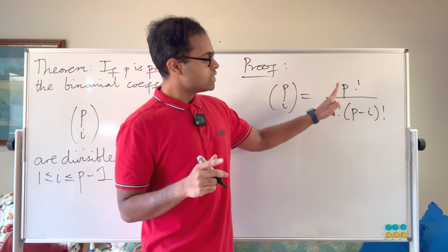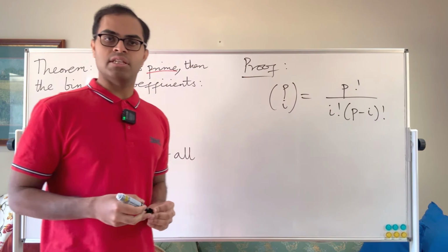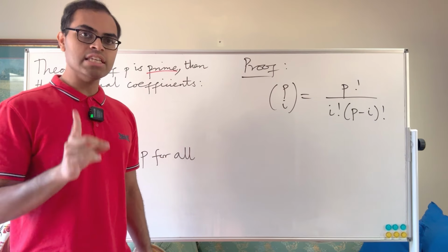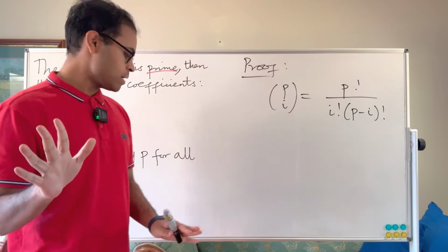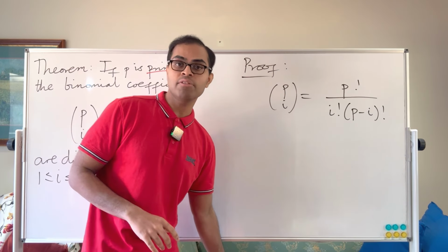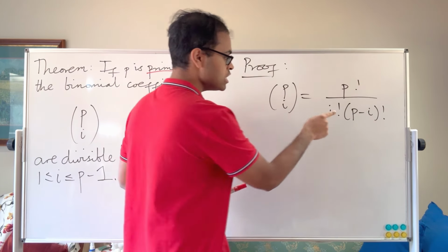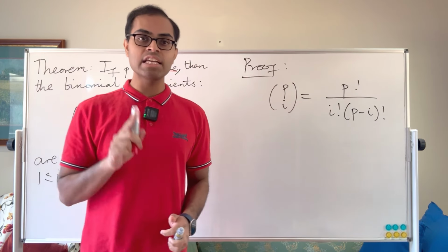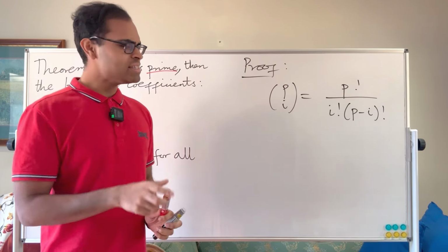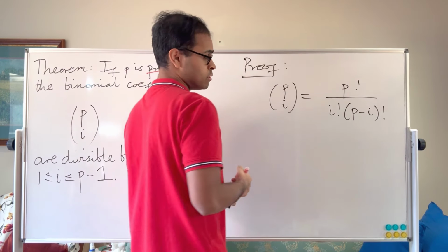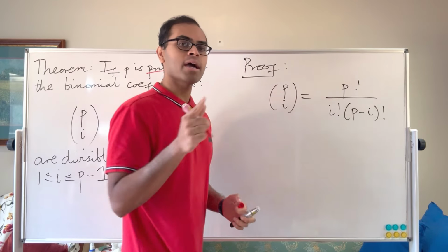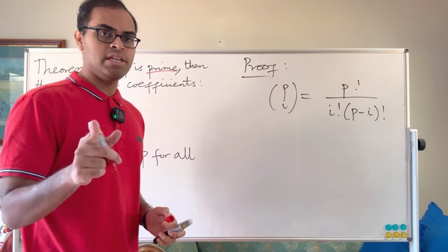Now here's the interesting thing. Let's look at the numerator of this integer. The numerator is divisible by p, right? There's no problem there because it's p factorial, which is p times p minus 1 times p minus 2, etc. The denominator, on the other hand, is not divisible by p. Why is that? Well, the denominator is not divisible by p because p is a prime number. And this is why we're going to use the fact p is a prime number.